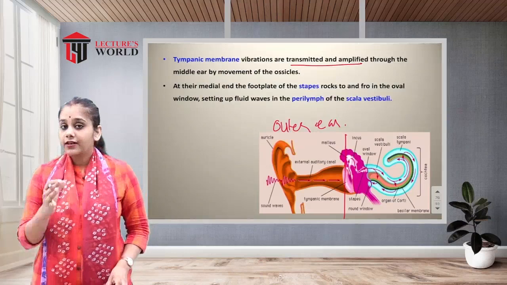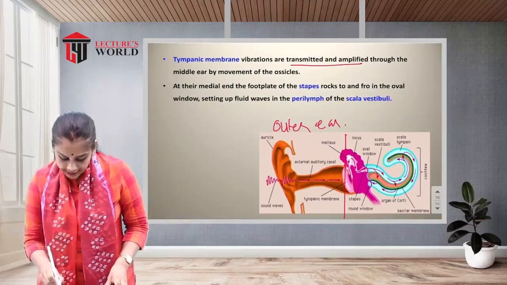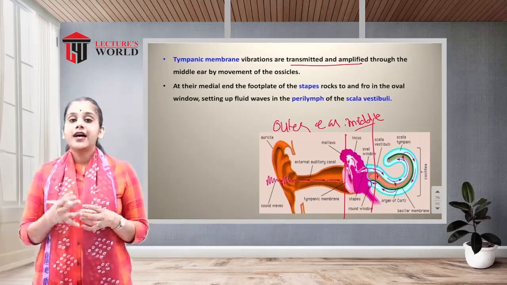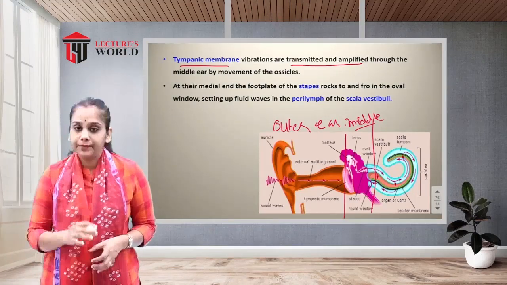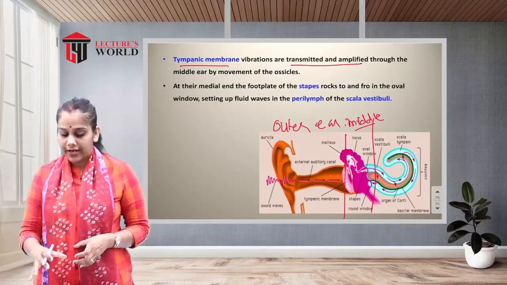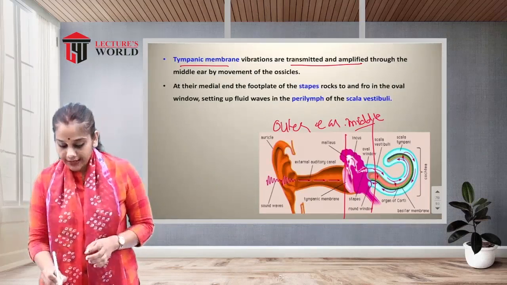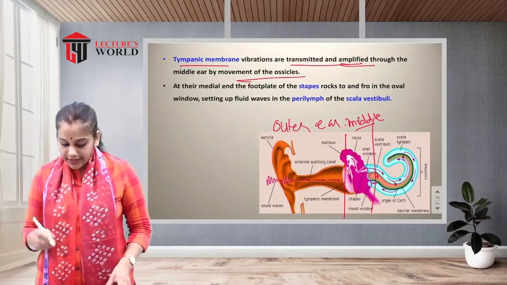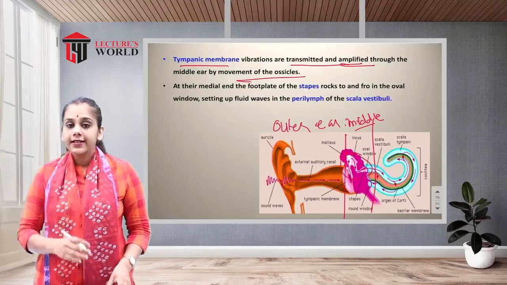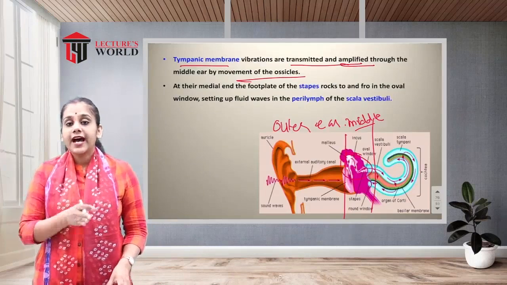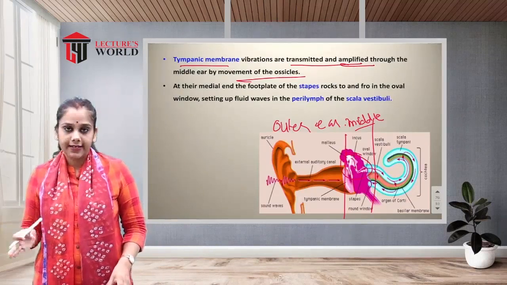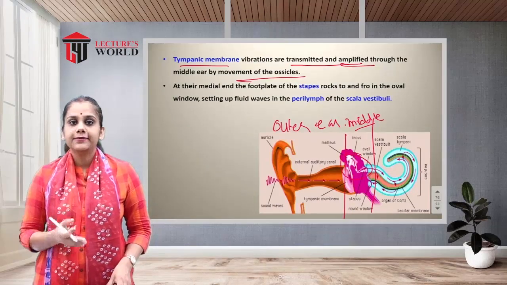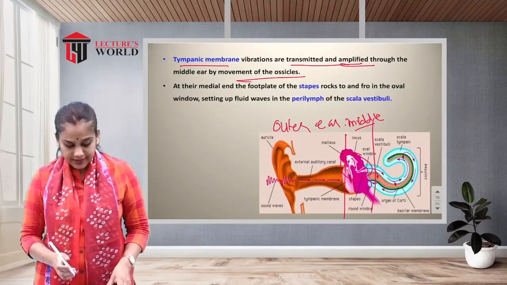Now, what process occurs in the middle ear? In the middle ear, the sound waves come to the tympanic membrane and vibrate it, and are transmitted and amplified through the middle ear by the movement of the ossicles. With the help of the 3 ossicles, the sound waves are transmitted into the inner ear. The 3 ossicles are the malleus, incus and the stapes.